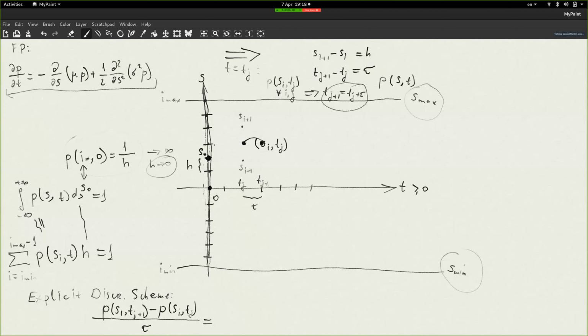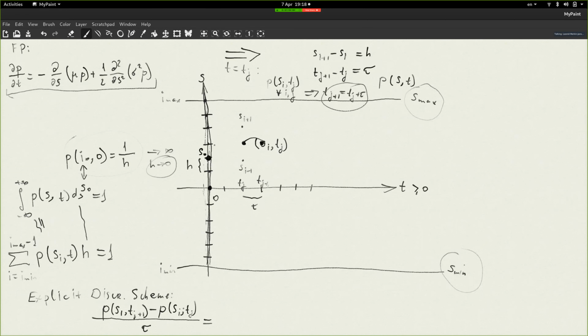This p of si tj is known. We know that the probability density function is already completely known for all values of t up to tj in all nodes of S, whereas this value is unknown. It is to be determined.